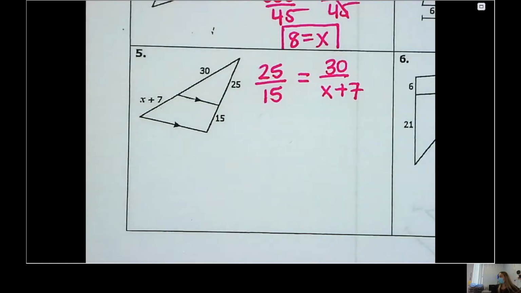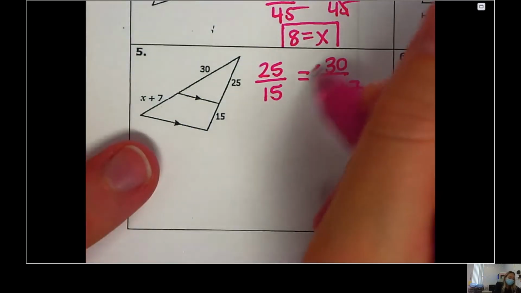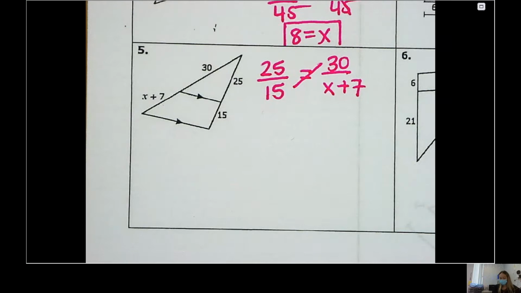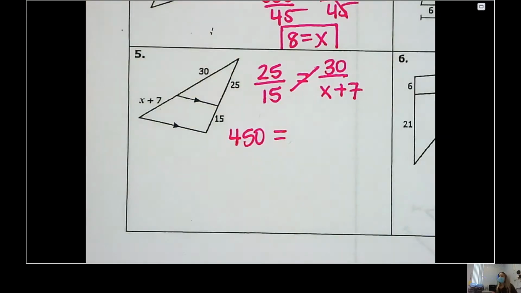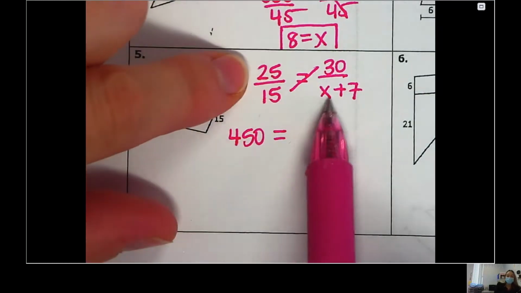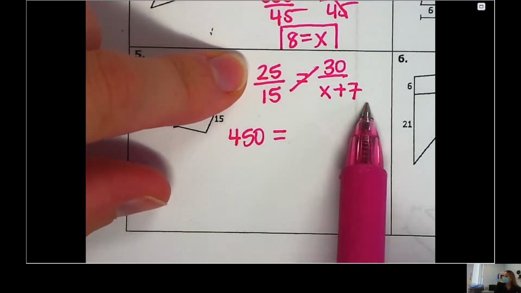Don't let it freak you out. It's the same thing. We're still going to cross multiply. So first thing I'm going to do is 30 times 15. What do you get? 450 equals. Now, the only part that's different here is instead of me multiplying by just an x, I have to multiply by the entire x plus 7. So I have to multiply 25 by both the x and the 7.